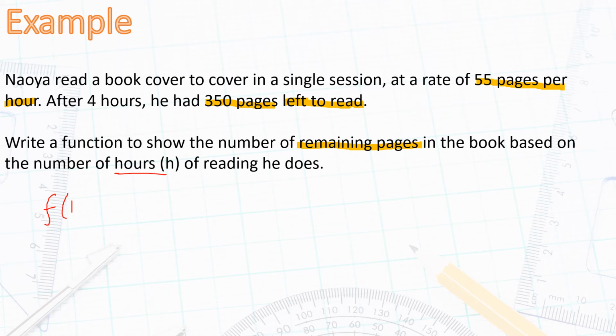So f of h is going to be the number of pages remaining. He had 350 left, and we are subtracting 55 pages per hour, so 55h. And we could use that to figure out how long it would take him to finish the book, or how many pages would be left after 2 more hours of reading. When would he have 100 pages left? All those kinds of questions would be great follow-up ones to this one.